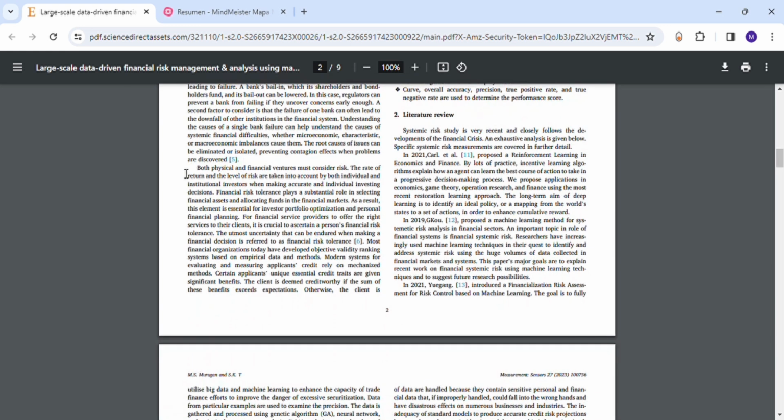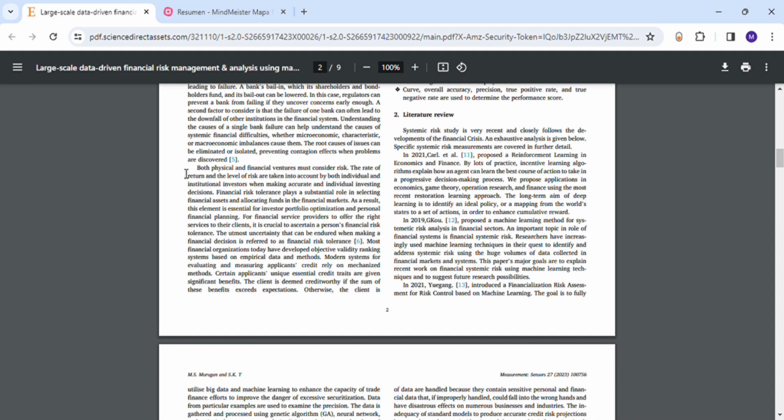The rate of return and the level of risk are taken into account by both individual and institutional investors when making accurate and individual investing decisions. Financial risk tolerance plays a substantial role in selecting financial assets and allocating funds in the financial markets. As a result, this element is essential for investor portfolio optimization and personal financial planning. For financial service providers to offer the right services to their clients, it is crucial to ascertain a person's financial risk tolerance. The utmost uncertainty that can be endured when making a financial decision is referred to as financial risk tolerance.